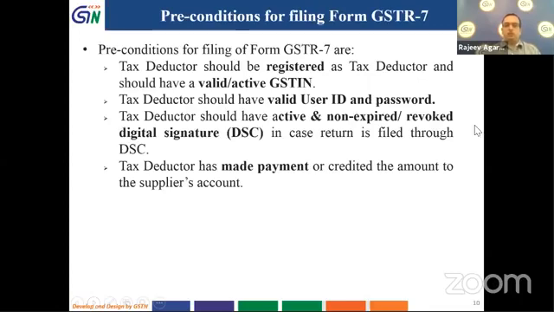The precondition is that I should be registered as a tax deductor, and I should have a valid and active GSTIN. We should be careful that if I have to deduct tax as per section 51, then I need to register as a tax deductor on the GST portal. Then my GSTIN should be valid, and I should have a valid user ID and password. Then I should have a non-expired DSC or an active mobile number already provided, so that I can sign electronically. This provision we are going to see later. Then the tax deductor has made payment or credited the amount to the supplier's account. That also has to be done, which we are going to see in detail while we see the screenshots related to it.